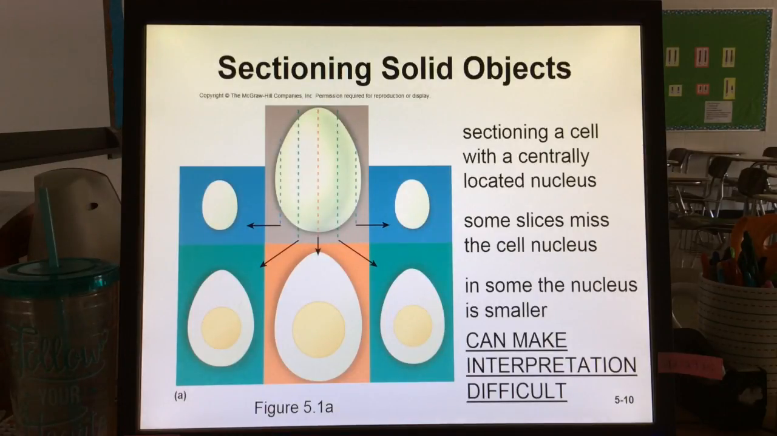Sometimes when we look at an object or a slide, it doesn't look like exactly what we would expect to see. And that's because maybe the plane of the object is a little bit different than what we thought. So sometimes the nucleus might look smaller. Sometimes the cell might not even look like it has a nucleus, and it's not that it doesn't. It's just the way the sample was collected.